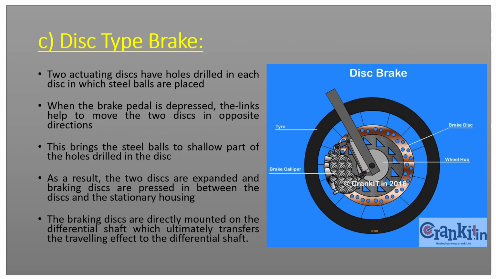Next is the disc type brake. It is commonly seen in the motorbike. In that we have two discs with a number of holes drilled on them, and steel balls are also placed in this set. When the brake pedal is pressed, the two discs move in opposite directions, separately. When they move separately, the steel balls placed inside ride into the drilled holes. As a result, the discs are pressed against the stationary housing, and hence the rotation is affected and it will stop rotating. So that is the working of the disc brake.